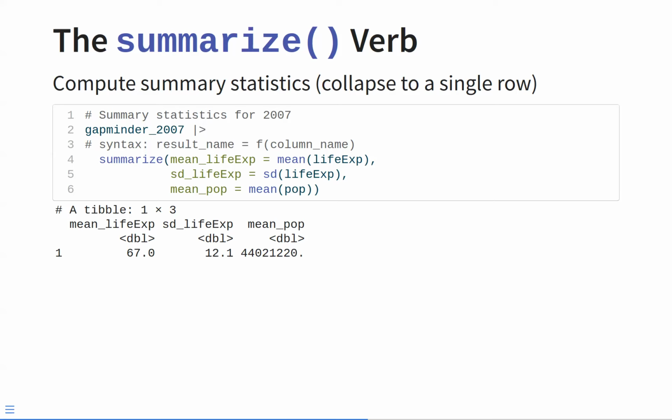So here I've chosen some simple names: mean life exp, SD life exp, and mean pop. Then we write equals, and then we have the R command that computes the desired summary statistic along with the name of the column we're trying to summarize. So here, mean life exp, SD life exp, and mean pop.